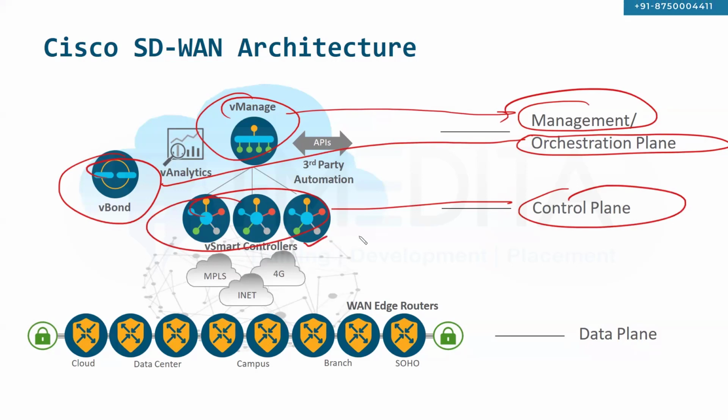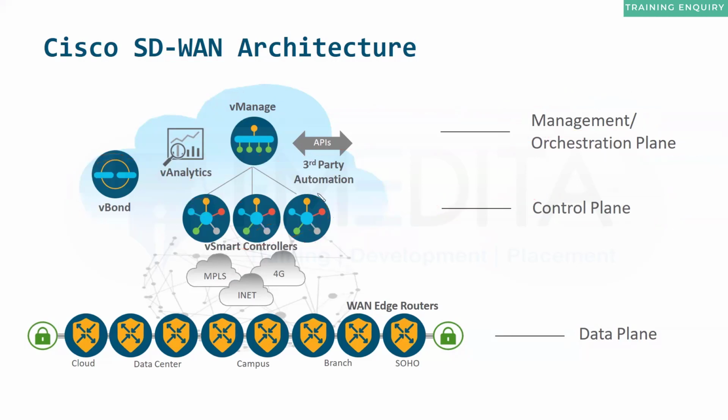So the vSmart controller is nothing but a control plane, and you know what a control plane does. Since it acts as a control plane, these vSmart controllers would be responsible for best path selection in the Cisco SD-WAN overlay, that is, which path is going to be the best path to forward your data from one site to another. So best path selection will be performed by the control plane. Basically, you have offloaded the control plane here, so you have a centralized control plane.